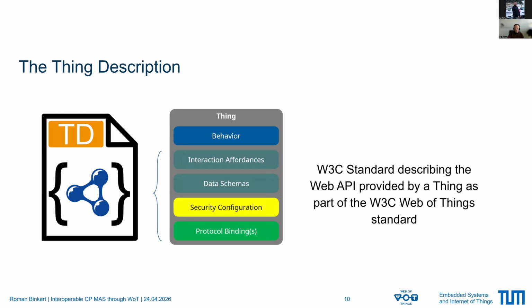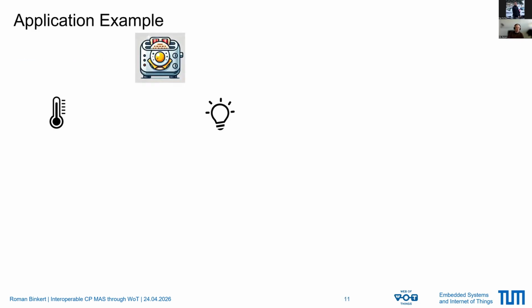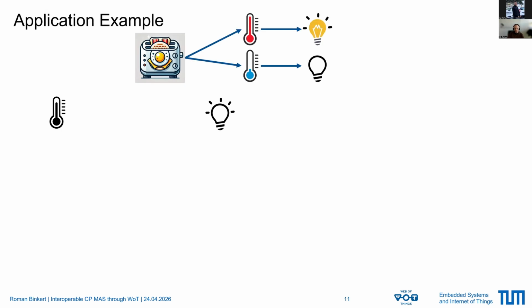Let me give you an example here of what the Web of Things basically tries to do. So here we have a smart toaster, we have a temperature sensor and a smart light bulb. And basically, if we reach a certain temperature in the toaster, we know our toast is ready, and then we want to turn on the light bulb. And therefore, we want to basically get the current temperature from the temperature sensor and then turn on the light bulb. Sounds easy, but actually can be not so easy if you really try to do this.